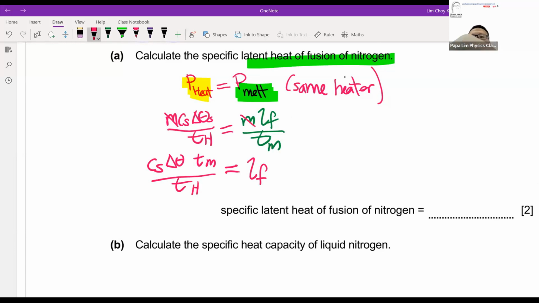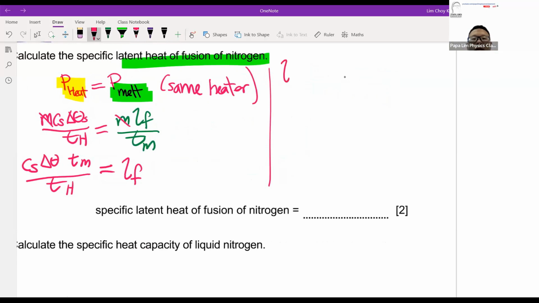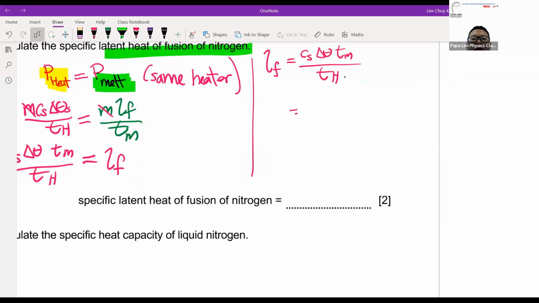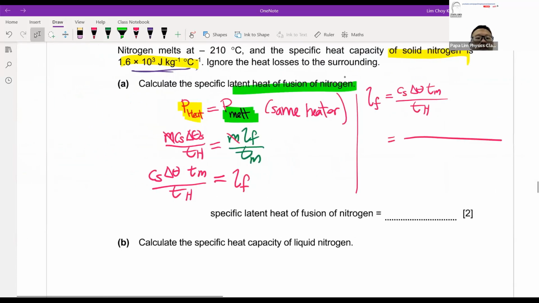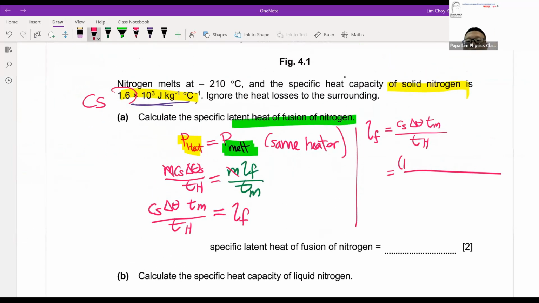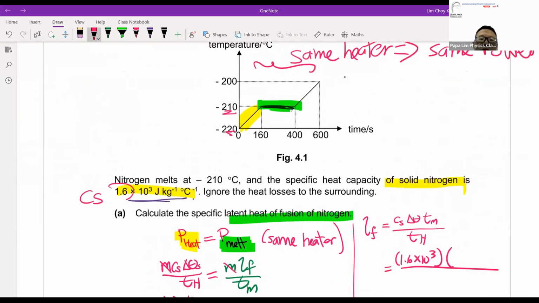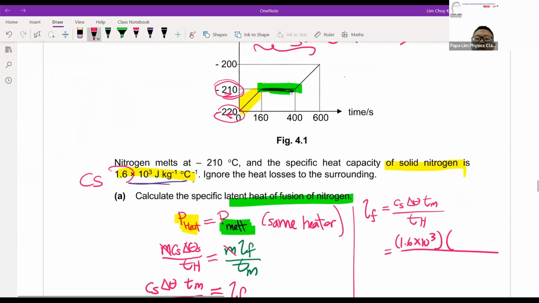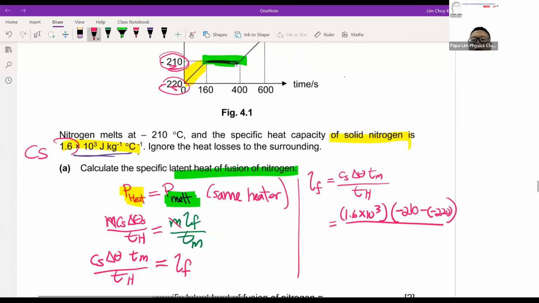Now let's look at the substitution. LF equals, and c_s is given already in the question. It will be 1.6 times 10 to the power 3. Delta theta, the change in temperature for heating, is always high temperature minus low temperature. So negative 210 is the high temperature and negative 220 is the low temperature. It will be negative 210 minus negative 220. Then what is Tm?